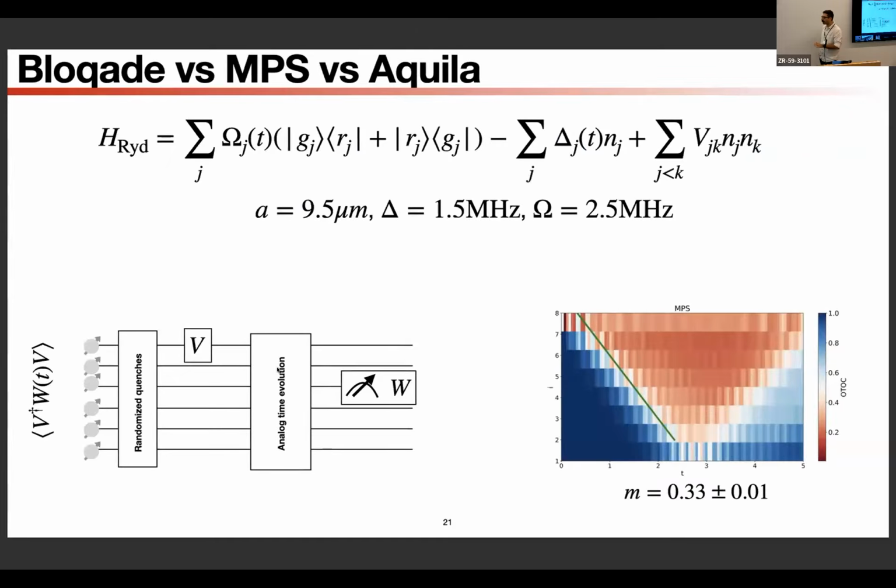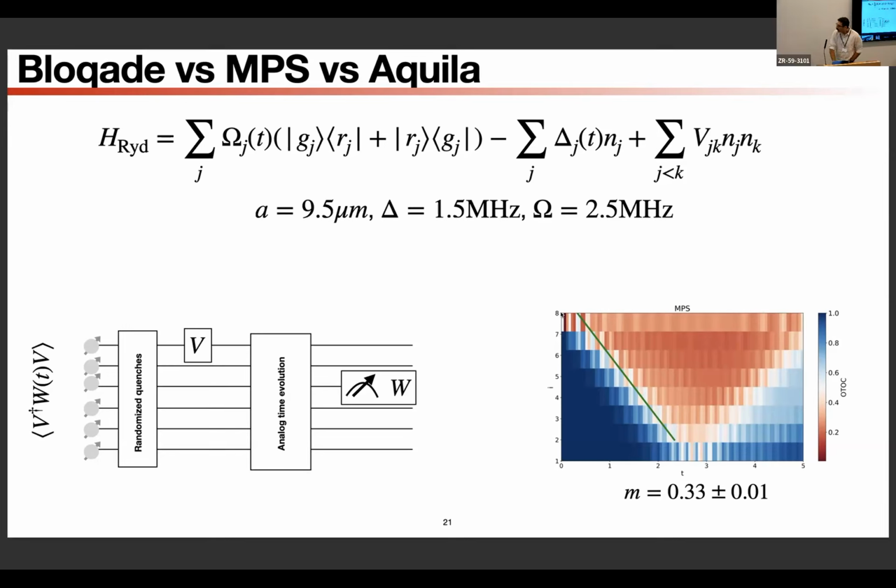So let's remember what we were doing. We have the Rydberg Hamiltonian. We set the distance to 9.5 micrometers so that we're close to the Ising limit and the nearest neighbor interactions are negligible. And then we just choose some delta and omega, which are like 1.5 and 2.5 megahertz. Now we change our heat map plots so that they're more in line with the experiment. We have the atoms on the y-axis and time on the x-axis.